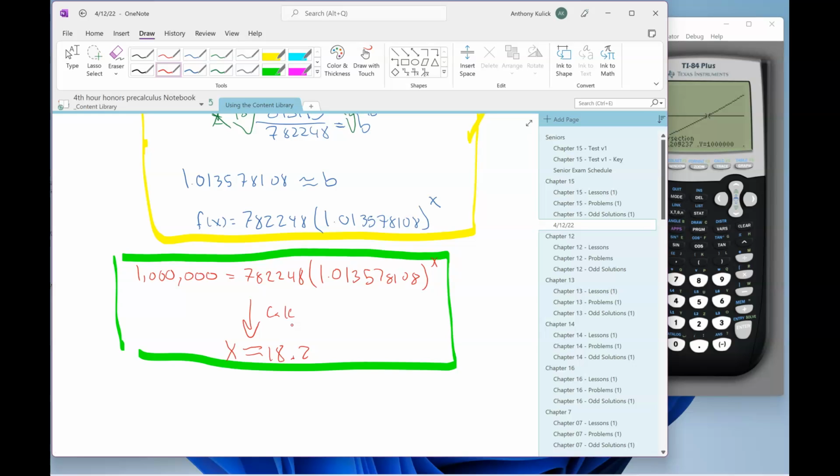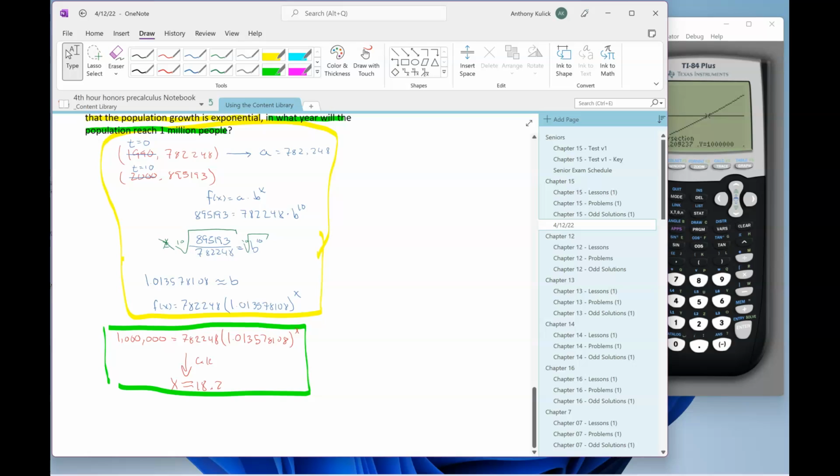But remember, what is the question actually asking us for? In what year will the population reach 1,000,000? So 18.2 isn't the year, right? Yeah, so remember this is 18.2 years after 1990, i.e. during the 2008. Sorry, my apologies. Yes. So during that year of 2008, or you could say between 2008 and 2009.